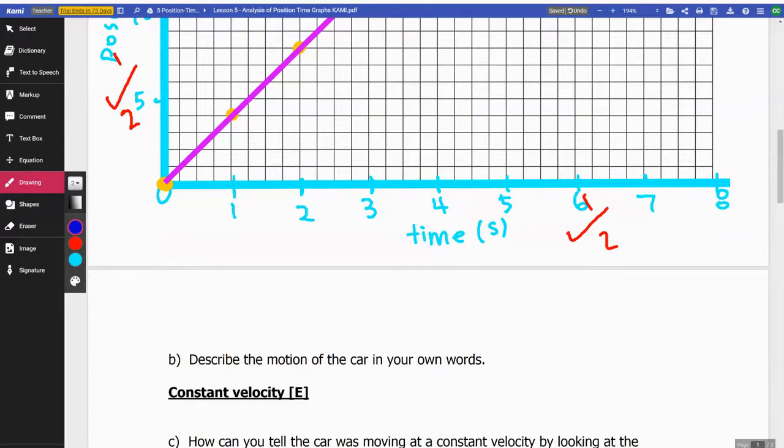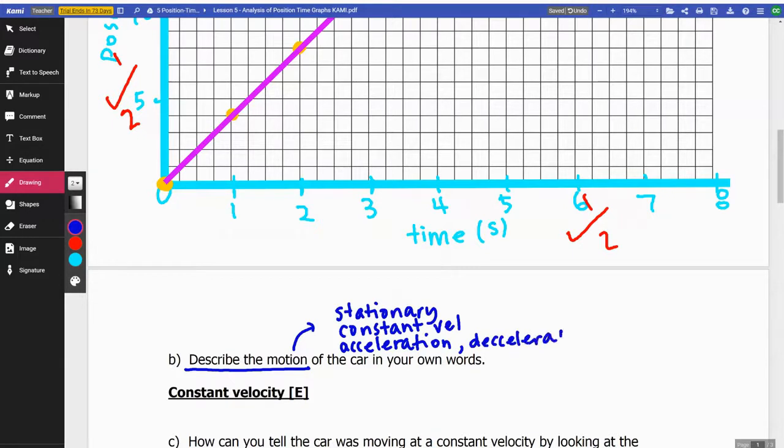Every time they ask you to describe the motion, you either say: is it stationary, meaning it's not moving? Is it going at a constant velocity? Is it accelerating, meaning it's speeding up, going faster and faster as you go? Or is it decelerating? I would like you to write this down because these are the choices, right? So that's half of it.